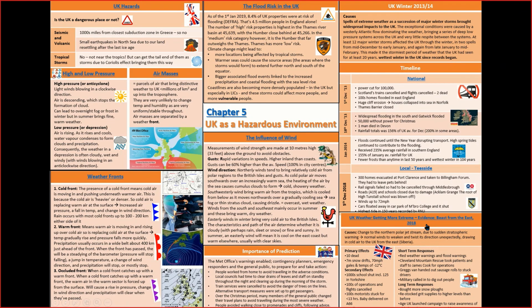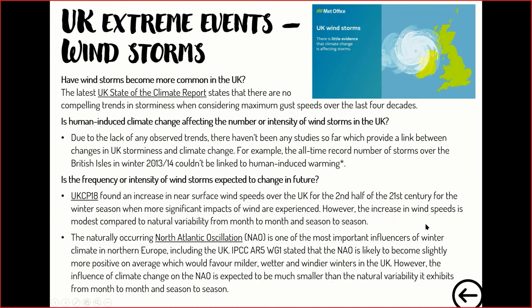There are obviously other events that you can talk about. Beast from the East is one, but we mentioned windstorms earlier. Now, windstorms, there is little evidence, according to the Met Office, that climate change is affecting wind strengths across the UK. So, no compelling trends in storminess when considering maximum gust speeds over the last 40 years. Is human-induced climate change affecting the intensity of windstorms? Well, they're arguing not, okay? It can't, at the moment, be linked to human-induced warming.